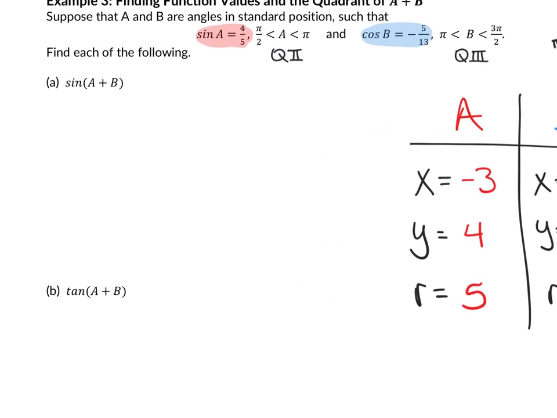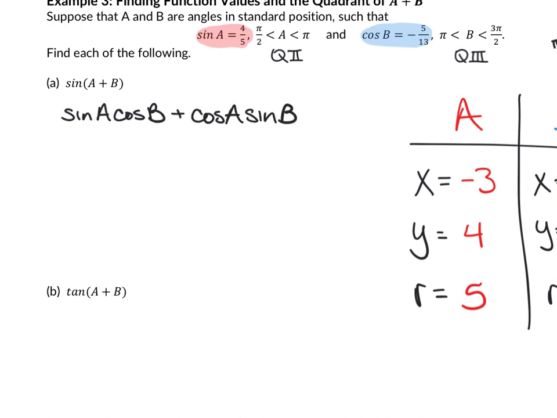All right, let's look at the actual question here. It said, find each of the following. We're going to do the sine of alpha plus beta. Wow, I just switched to Greek letters. Sine of A plus B, which means this is going to be the sine of A times the cosine of B plus the cosine of A times the sine of B. We just need to get those values from our sidebar.